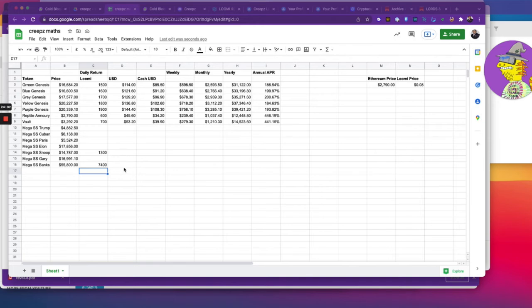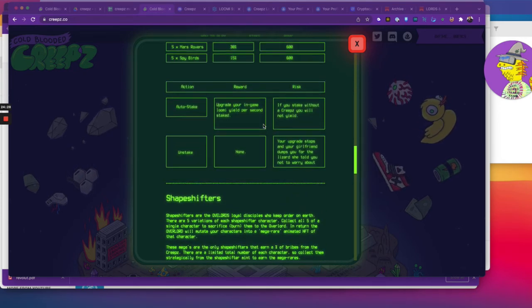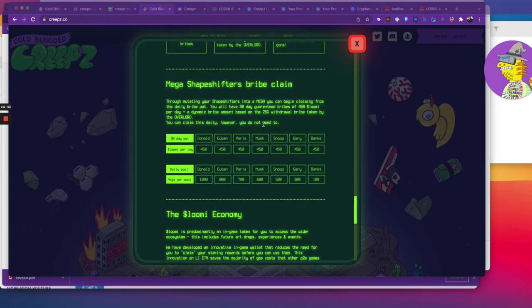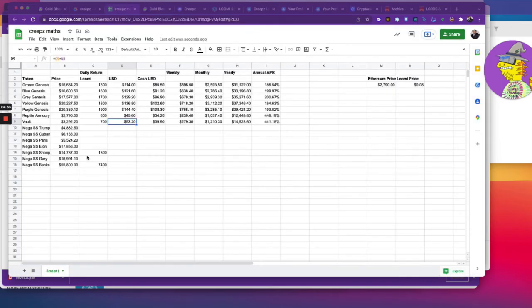Now, the USD amount. We can extend all this. Nope, that didn't work. So the best way to work it out would be to go here and do the maths. So if we're saying a snoop is going to be, let's say, Trump, snoop, Cuban. Okay, so there's 1,000 Trump in circulation. There's 500 of these in circulation and 100 of banks. So a Trump should be 1/10 of the bank's income. And a Gary should be about 1/3 of the bank's income. So let's do that. So 1/10 of 7,400, so it should be 740. It should be 1/3, so that should be 2,450.